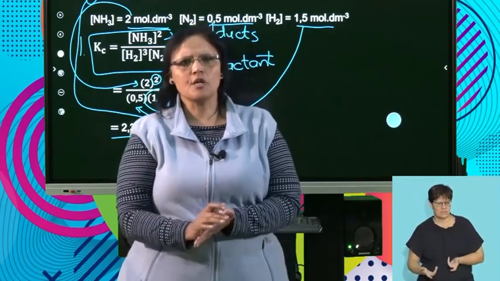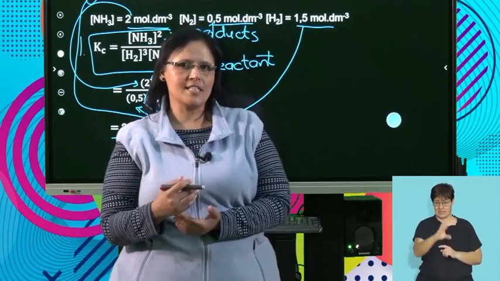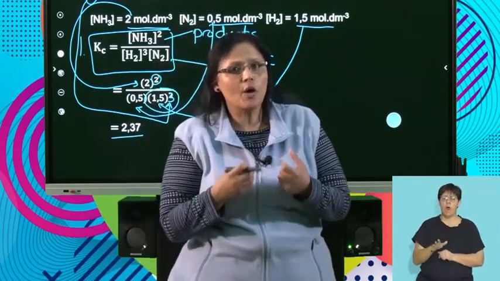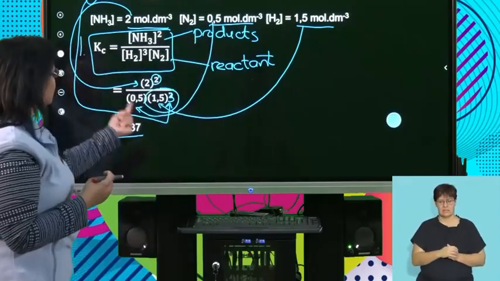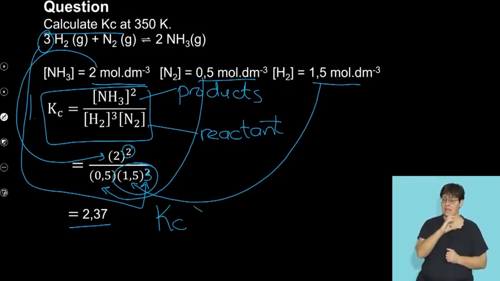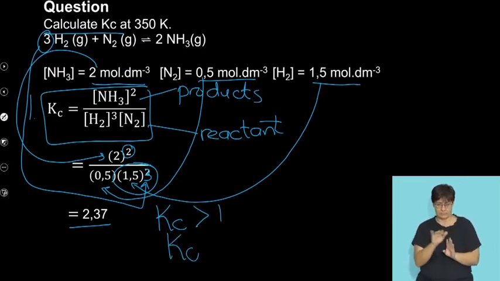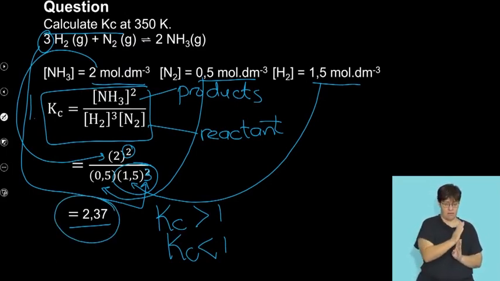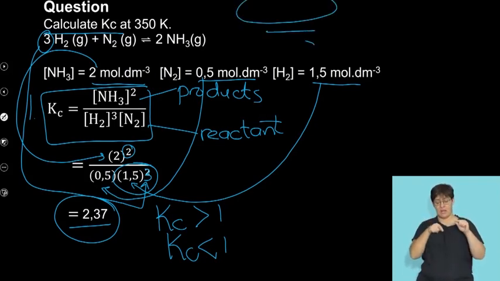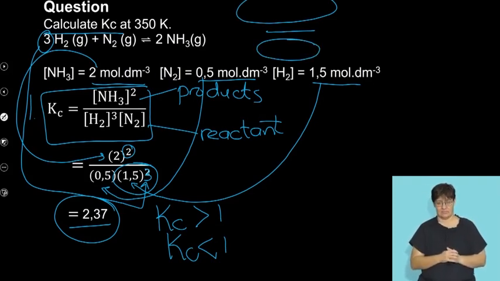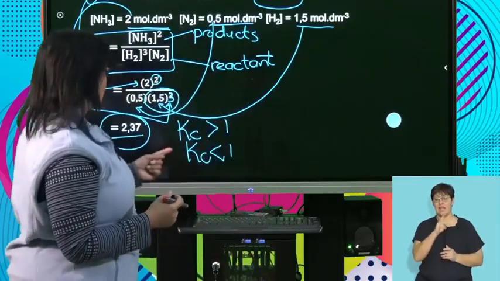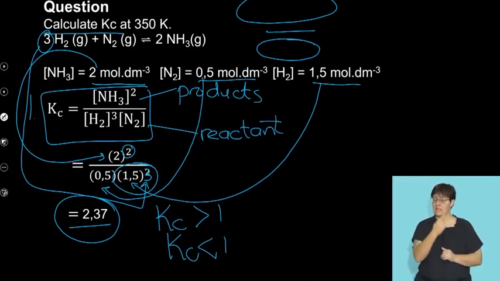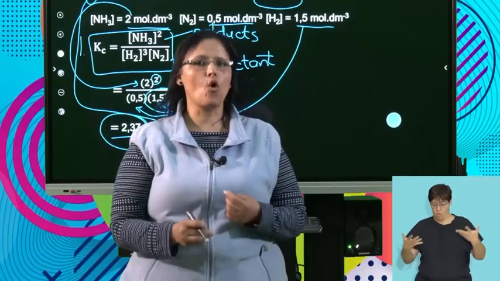They also ask the question, what is the significance of Kc? When they ask you that question, they actually want you to talk in terms of Kc: is Kc bigger than 1 or is Kc smaller than 1? Now in this case where Kc is bigger than 1, I said to you it means that your products, which is your numerator, is bigger than your reactants, which is your denominator, and that leads to a bigger than 1 value. So what's the significance of Kc being 2.37? You will then say this means that the product is more than the reactants.